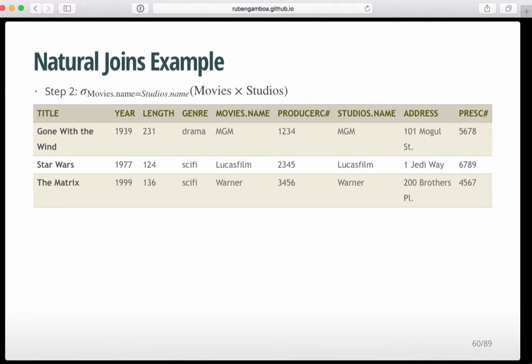Okay, so now let's add the selection. So the selection is that movies.name is equal to studios.name. MGM is here, Lucasfilm, Warner Studios. Okay, this particular example, the studios are unique. In general, there wouldn't be because, you know, like Lucasfilm actually made more than one movie. I think they're all Star Wars movies, but still, they made more than one of them.